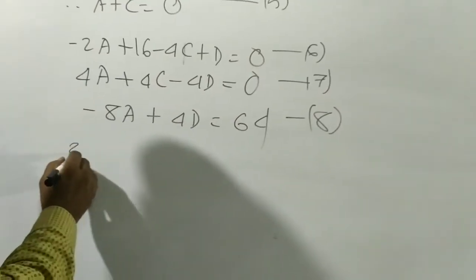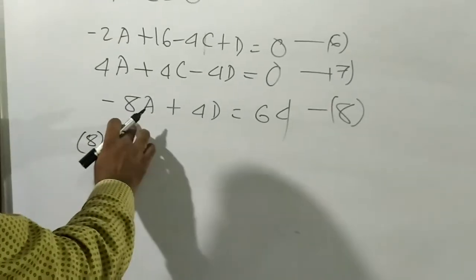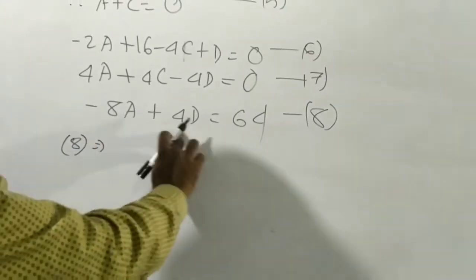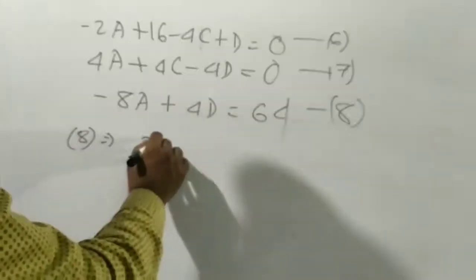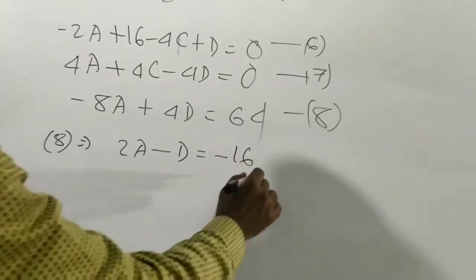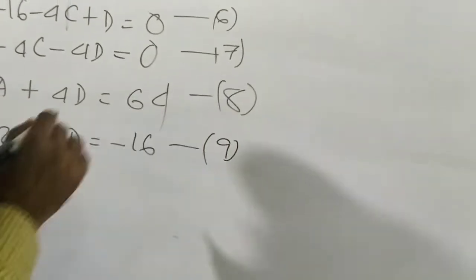So solving equation 8, dividing both sides by minus 4, we get twice a minus d equal to minus 16. Suppose this is number 9.